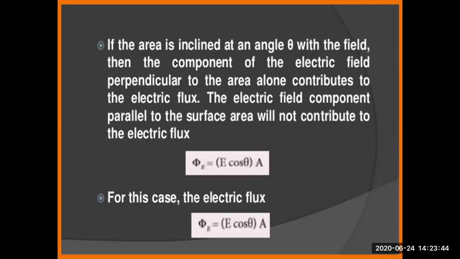Next. If the area is inclined at an angle theta with the field, then the component of the electric field perpendicular to the area alone contributes to the electric flux. The electric field component parallel to the surface area will not contribute. So how can you explain this, if you have some idea?